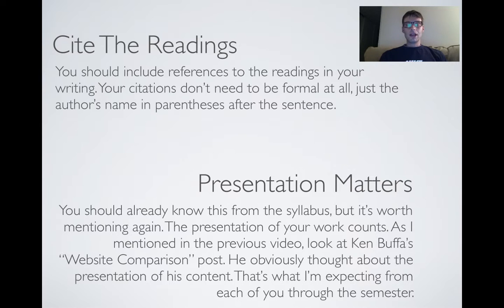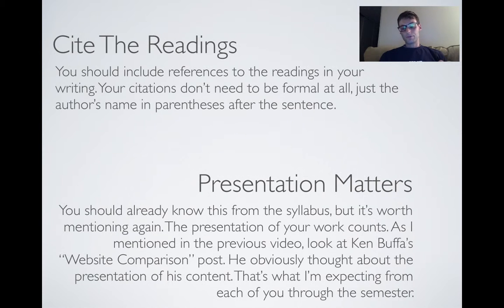The second point here, and this is something that you should know from reading the syllabus, but I think it's worth mentioning again, is that presentation really counts and presentation matters in this class. Just think about how presentation plays into the way that I will receive what you're writing.